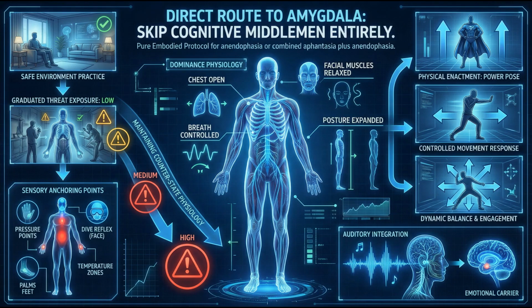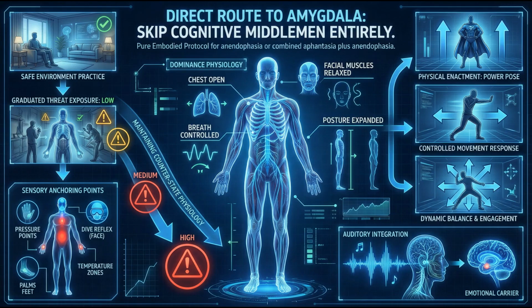Step 1. Direct somatic reprogramming. Physically practice dominant states in progressively threatening contexts. Start with practicing the physiology alone. Chest open, breath controlled, posture expanded, facial muscles relaxed. Get your body fluent in the counter state. Then introduce the feared stimulus at low intensity while maintaining dominance physiology.